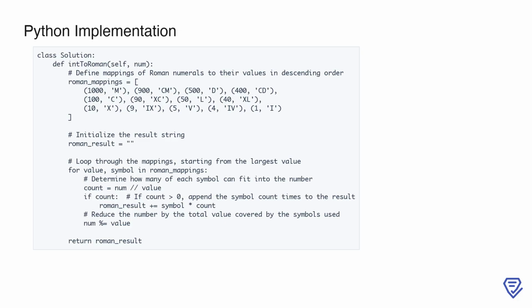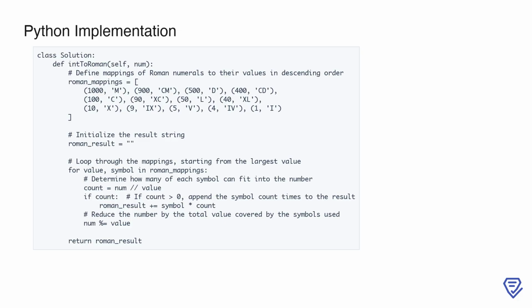6. Reduce the number. After using the current symbol, the number is updated to the remainder, number %= value. This ensures that the next iteration of the loop processes only the remaining value. 7. Return the result. Once all mappings have been processed, the algorithm returns the final roman_result, which contains the Roman numeral representation of the input integer. This approach is efficient, with a time complexity of O(1), because the number of Roman numeral mappings is fixed, regardless of the input size. Additionally, the algorithm handles all valid inputs, 1 to 3999, correctly due to the predefined mappings and the greedy strategy.